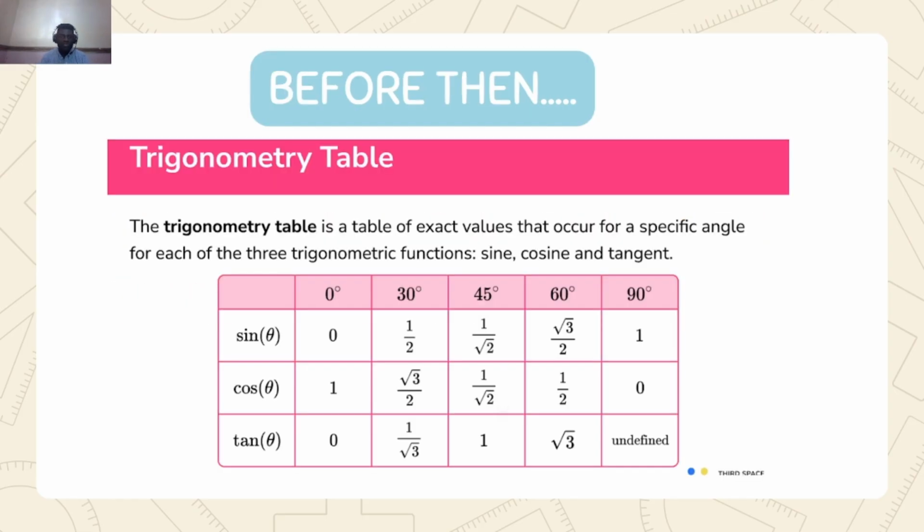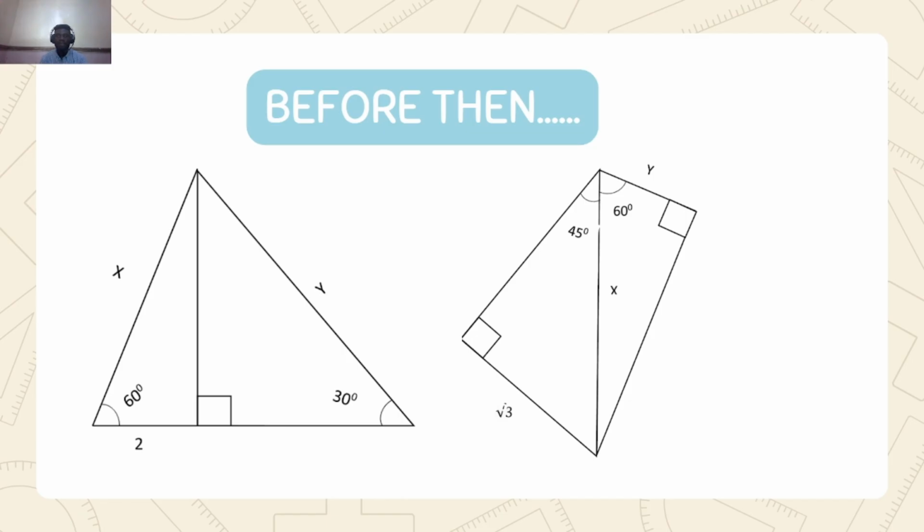Now, before we go into the word problem, I'd like you to take note of this trigonometric table of special angles. The special angles 0, 30, 45, 60, and 90. And those are their values for sine theta, cos theta, and tan theta. So I'd like us to solve this quickly before we go into the word problem.